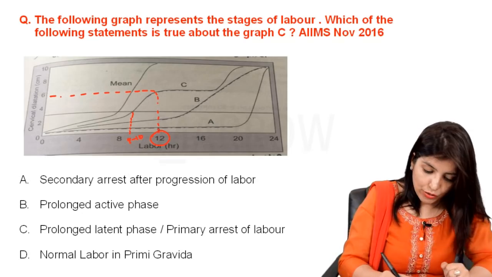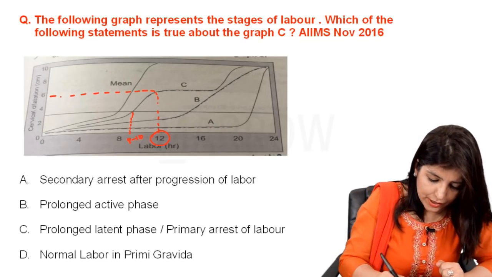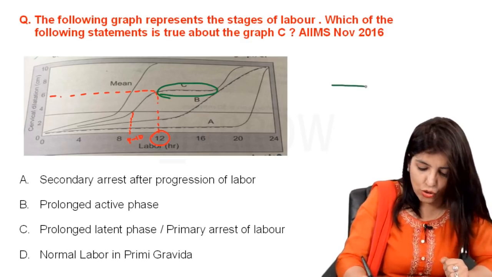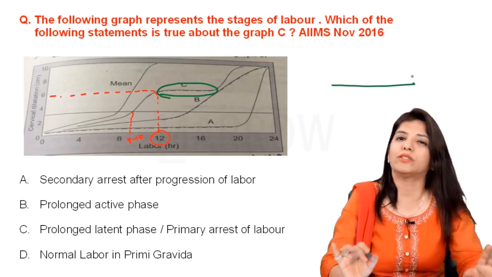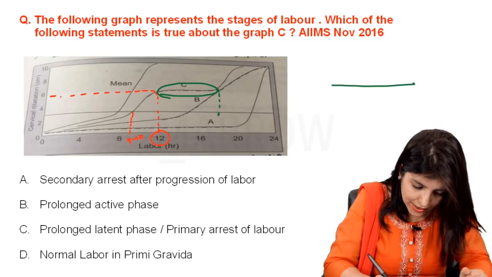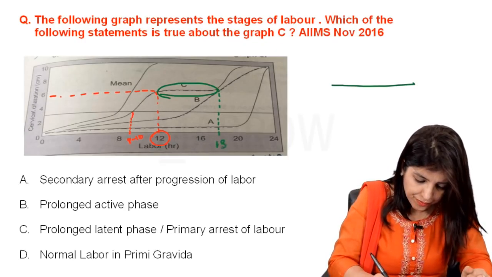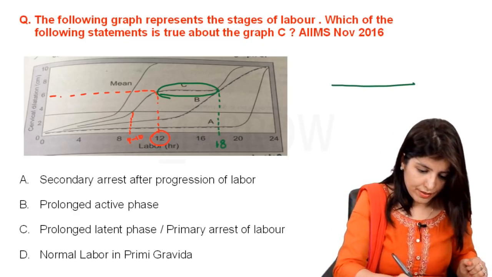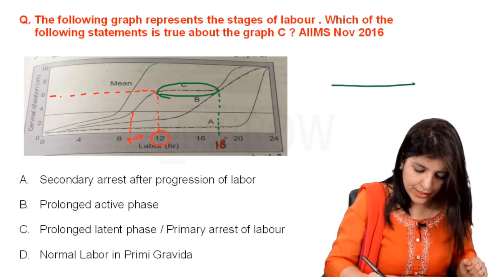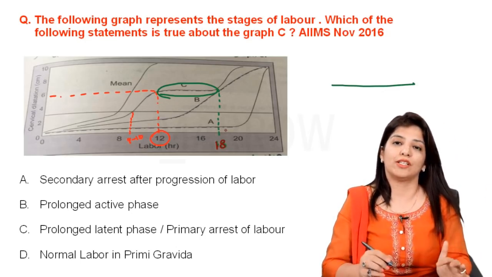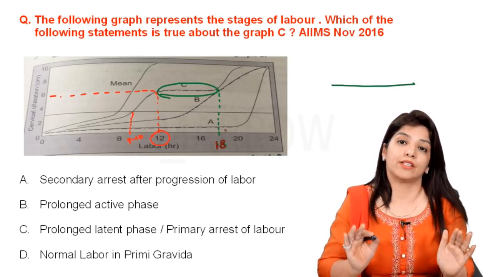Right? Now, this patient is continuously 6 centimeters dilated. The plateau is showing that she is continuously 6 centimeters dilated. And for how many hours is she 6 centimeters dilated? Roughly for 6 hours. Right? Roughly, this over here will be 18. So, roughly for 6 hours, your patient is 6 centimeters dilated.